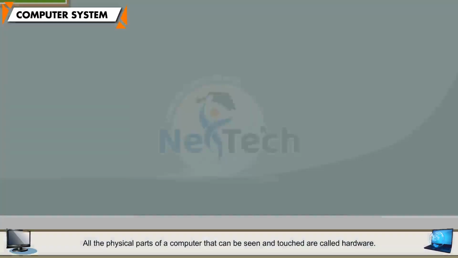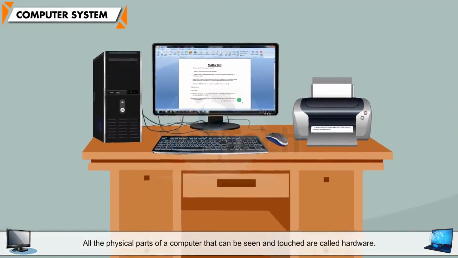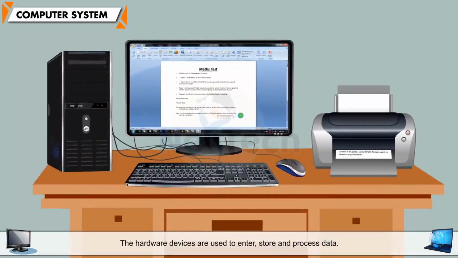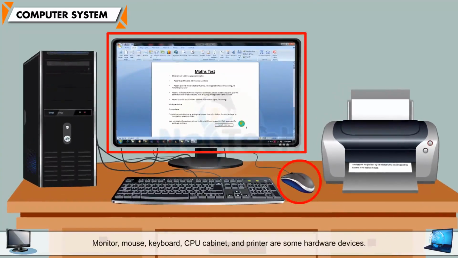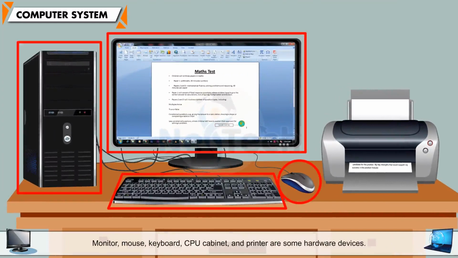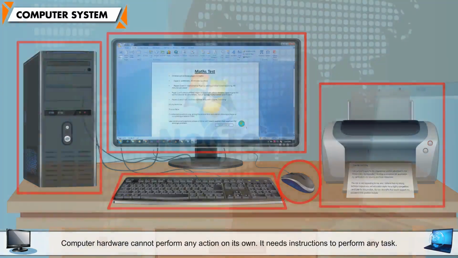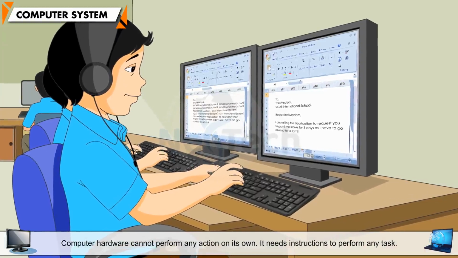All the physical parts of a computer that can be seen and touched are called hardware. The hardware devices are used to enter, store, and process data. Monitor, mouse, keyboard, CPU cabinet, and printer are some hardware devices. Computer hardware cannot perform any action on its own. It needs instructions to perform any task.